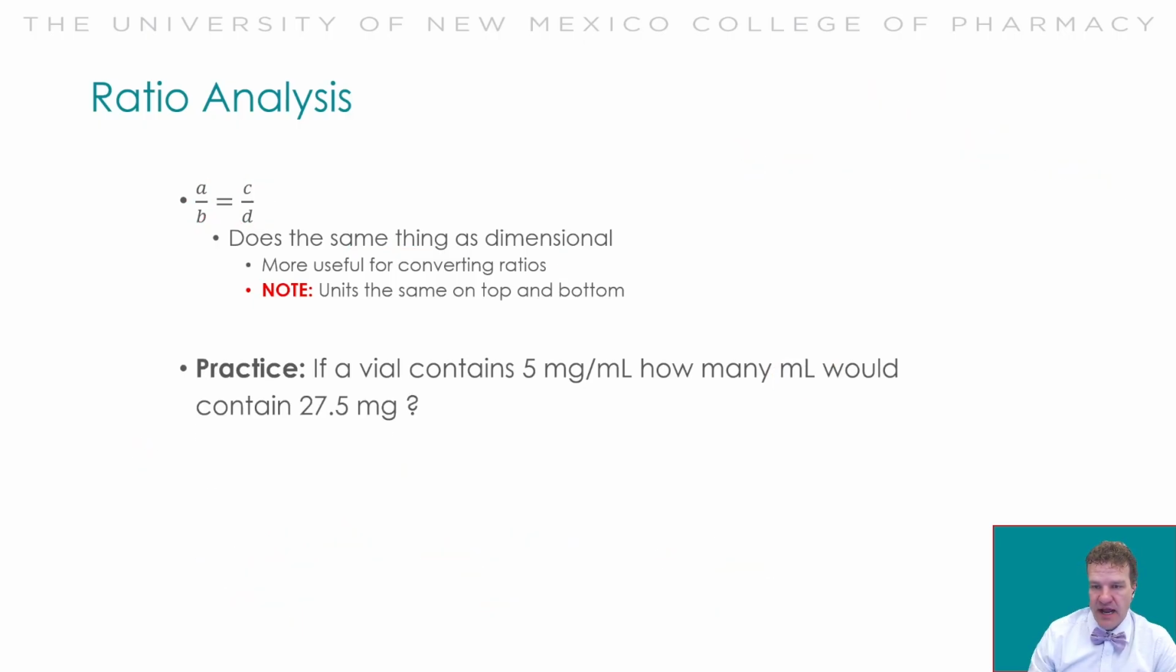All right, so let's do another practice. So if a vial contains 5 mg per mil, how many mils would contain 27.5? All right, 5 mgs per 1 mil equals, okay, we need the mgs on the top, 27.5 milligrams and X mils. Okay, our units match, so we're good to start the math.